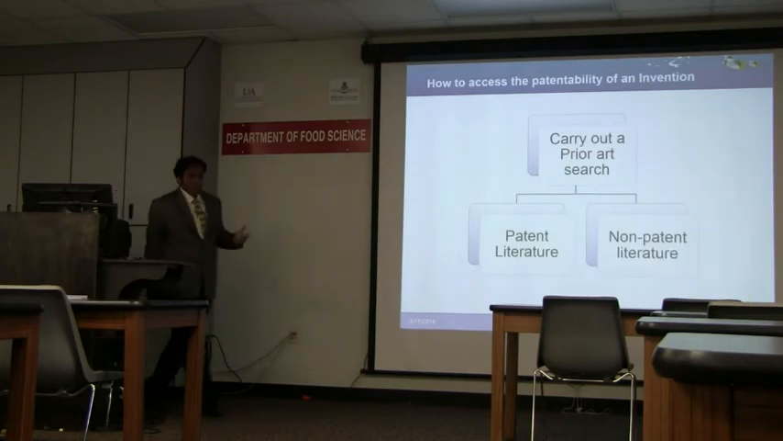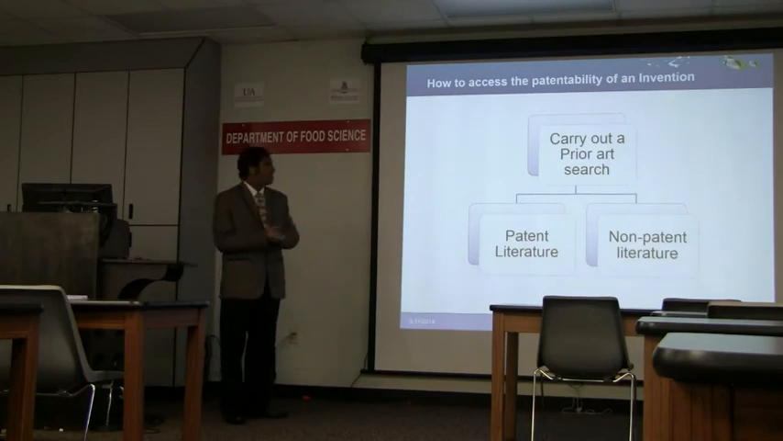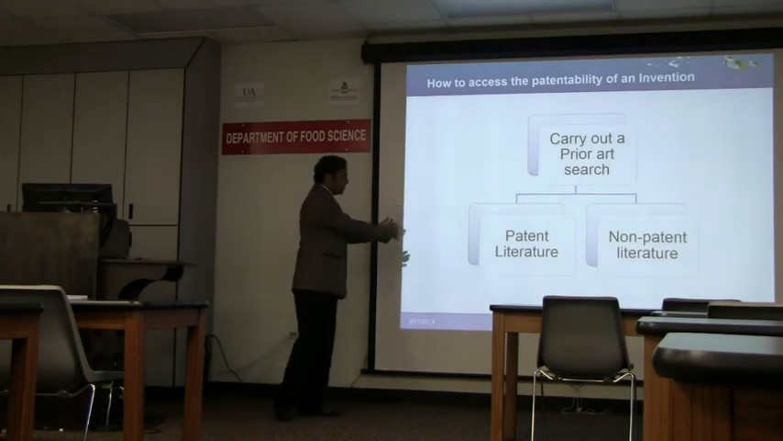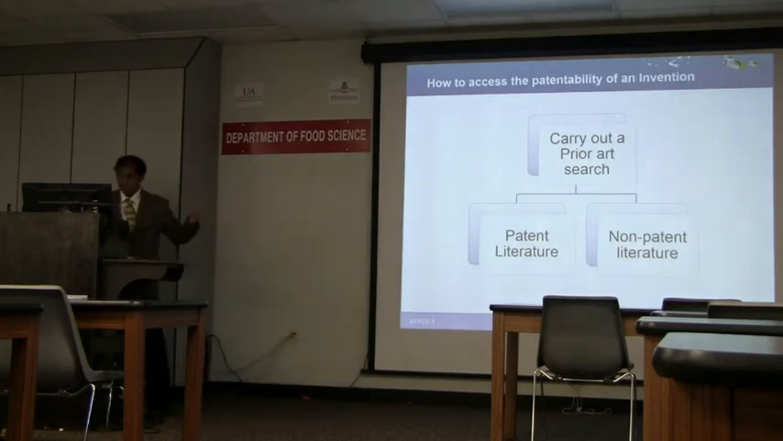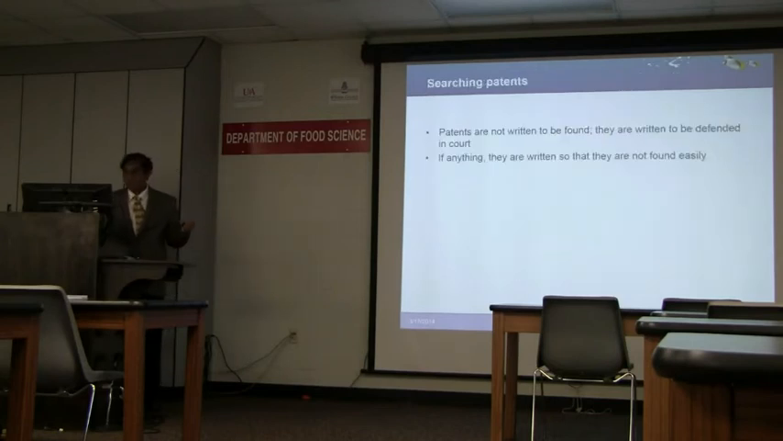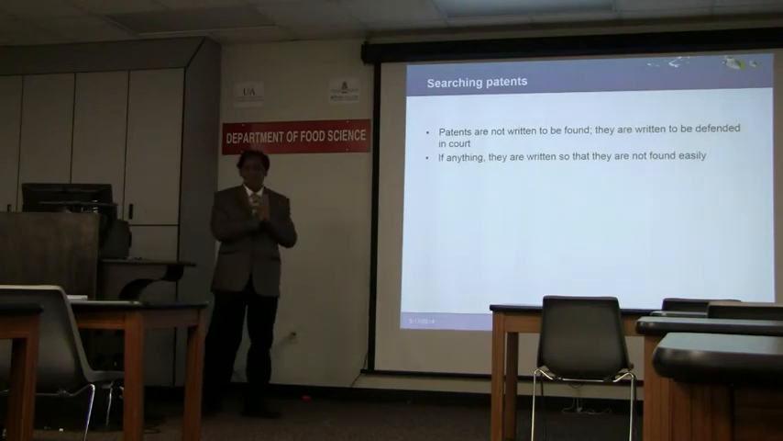Now, how to decide the patentability? How to make sure that your idea is patentable? So you have to carry out a prior art search. You can do the prior art search in patent literature or in non-patent literature. You have to do both, because this is how the patent examiners check the novelty of your invention.